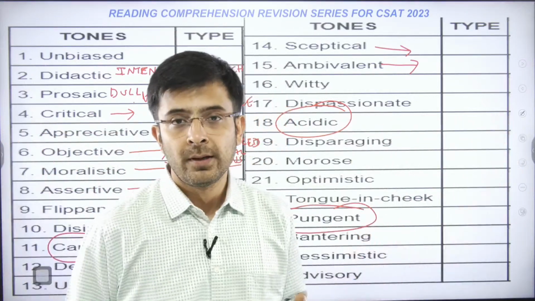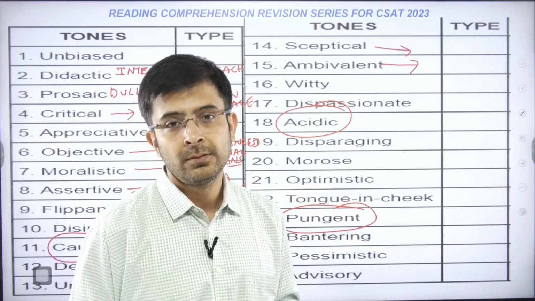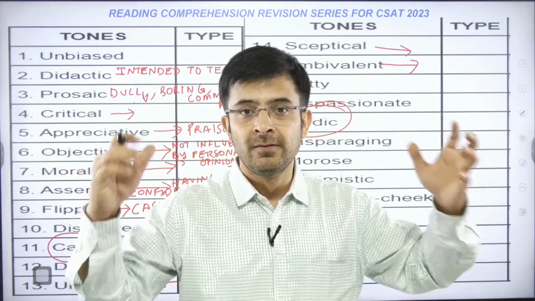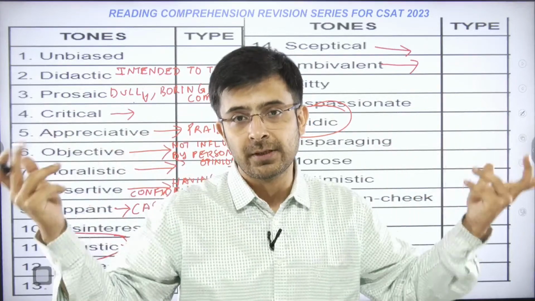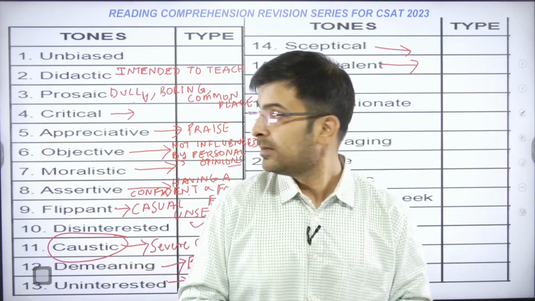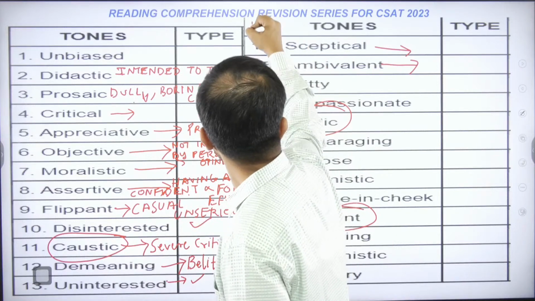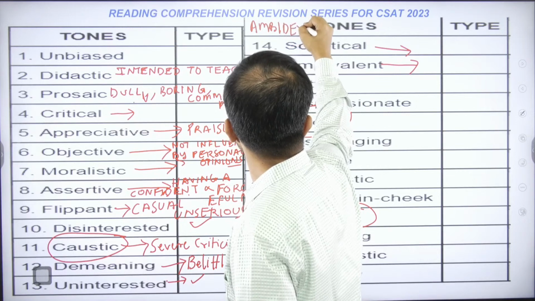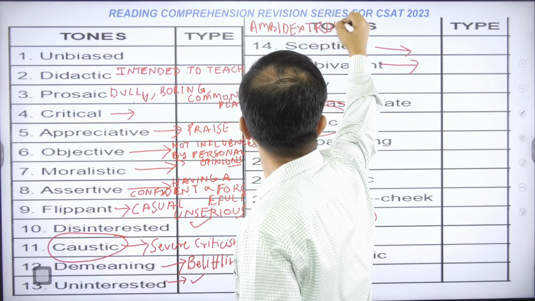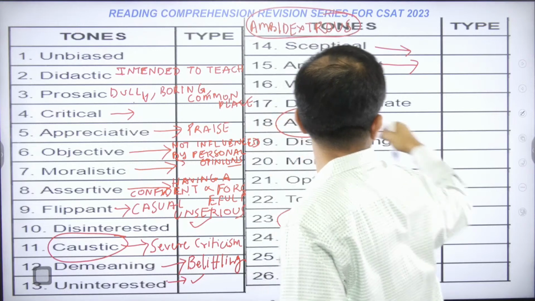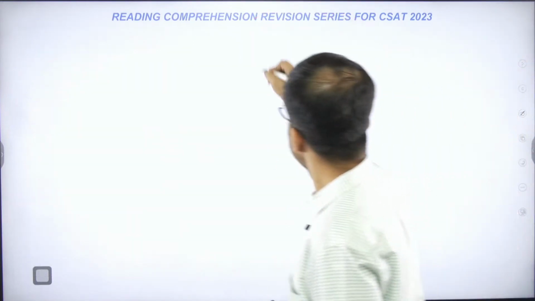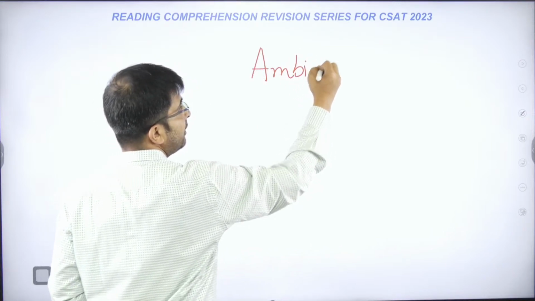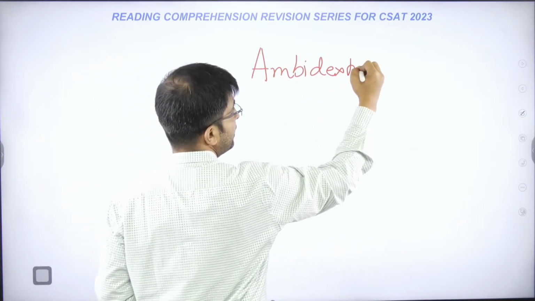So what would we call him? Ambidextrous. Which means dexterity with both hands. Ambidextrous. Right? I think it's a commonly known word, but I'll still write it down for you. Ambidextrous. Again, this is how you're going to understand words. Ambidextrous.